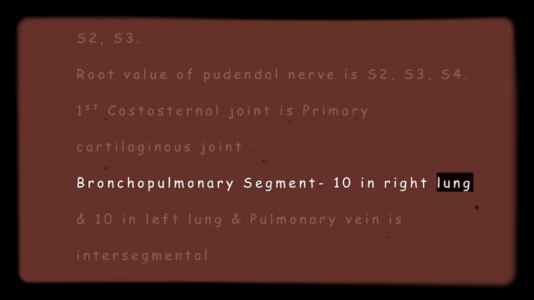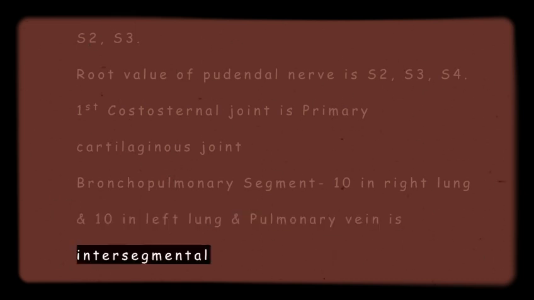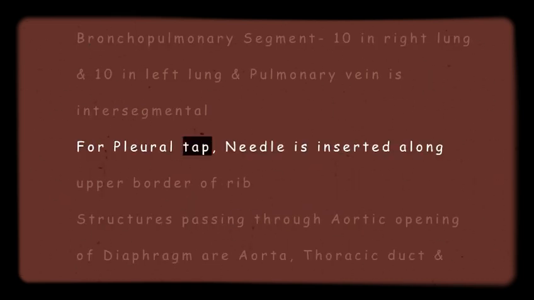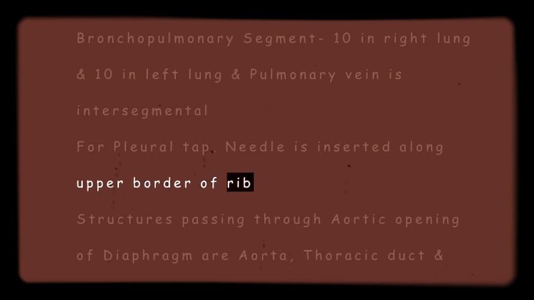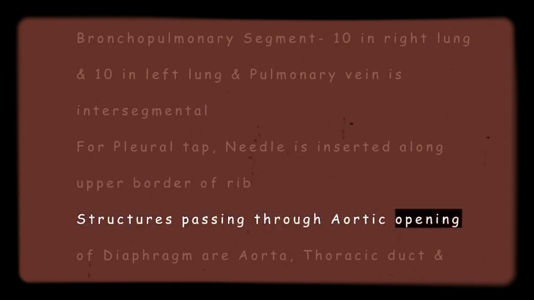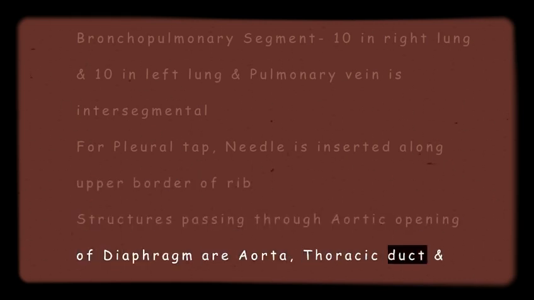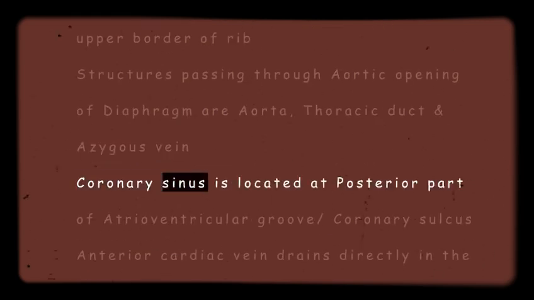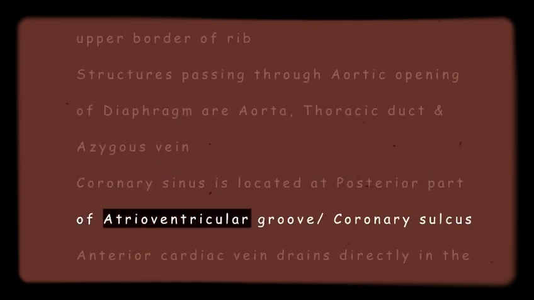Bronchopulmonary segments are 10 in the right lung and 10 in the left lung, and the pulmonary vein is intersegmental. For pleural tap, the needle is inserted along the upper border of the rib. Structures passing through the aortic opening of the diaphragm are aorta, thoracic duct and azygos vein. Coronary sinus is located at the posterior part of the atrioventricular groove/coronary sulcus.